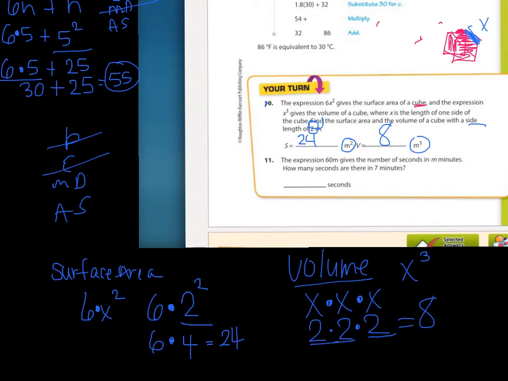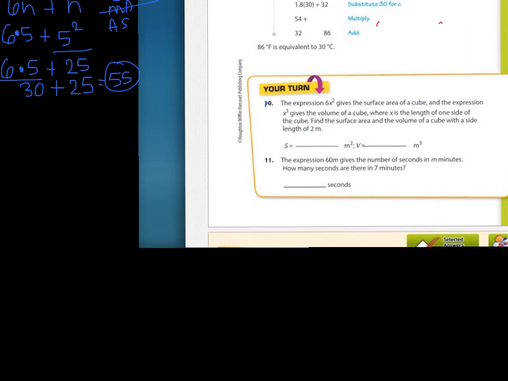The expression 60m gives the number of seconds in m minutes. Okay, so maybe if you have 1 minute, you would take out the m and put a 1. So 60 seconds in 1 minute is just going to be 60 seconds, right? But what if you had 2 minutes? 60 seconds times 2 is 120.